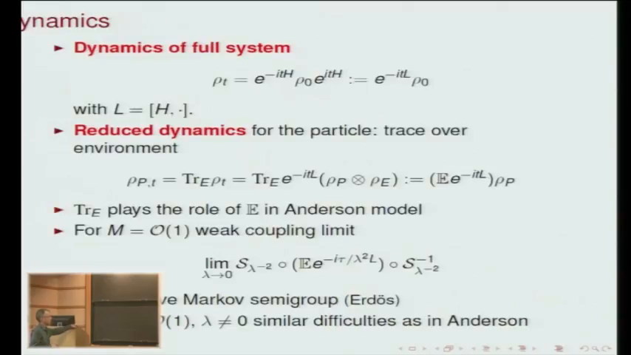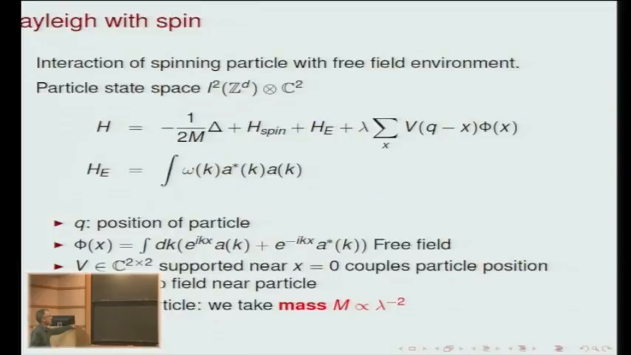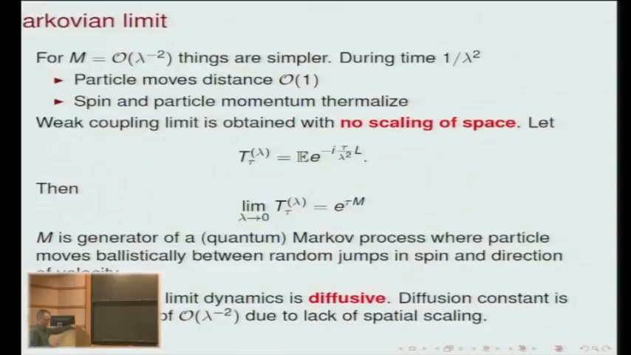But the spin, of course, if I look at the Hamiltonian, the spin has nothing here. So the spin feels the interaction just like always. So it's a long time. So the spin and also the momentum of the particle thermalized during that time. So if you want to study the weak coupling limit of this model, you would only look at times of the order, just like in the Anderson model, times order 1 over lambda squared, but you wouldn't scale in space.